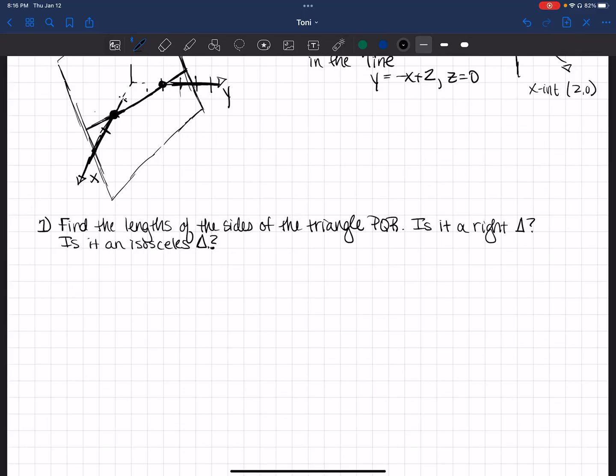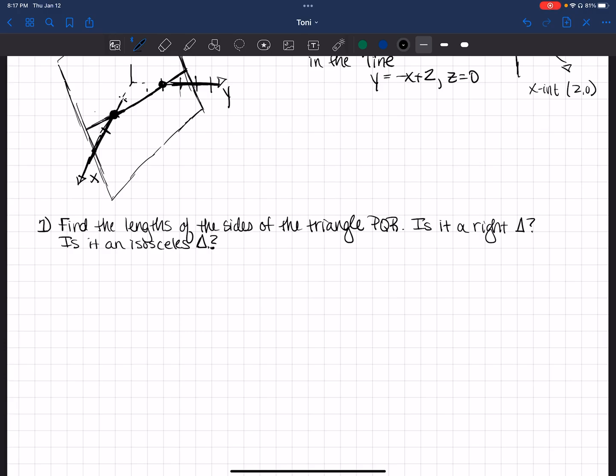Okay, so truth number 7. It's a lot of busy work. It says find the lengths of the sides of the triangle PQR. Is it a right triangle? Is it an isosceles triangle? Of course, once you find the lengths of all three sides, then you've got to see if a squared plus b squared equals c squared for the right triangle. And then let us remember that an isosceles has two congruent side lengths. Okay, because isosceles and two i's.